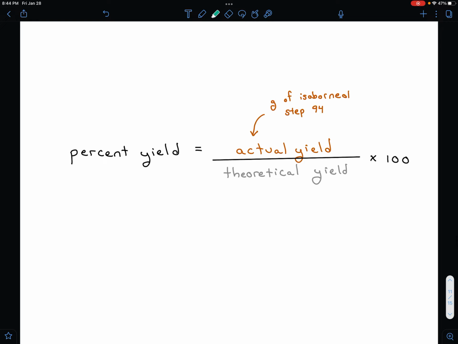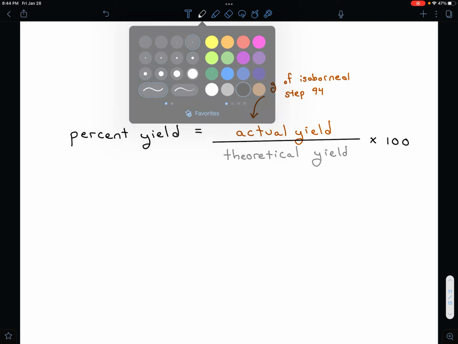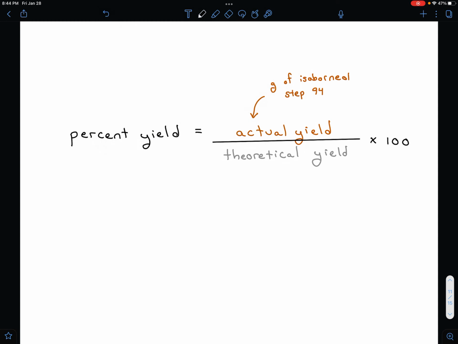So when you see actual yield divided by theoretical yield, what that really means is you got what you got compared to what you could have gotten. And that's what the percent yield means. So if you got a 50% yield, that means you got half of what theoretically you could have gotten if you had done the experiment more efficiently. Okay, well, you have your actual yield already from your picture from step 94 of the experiment. So how do you get the theoretical yield?